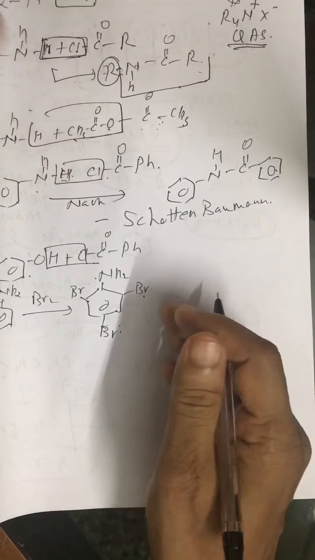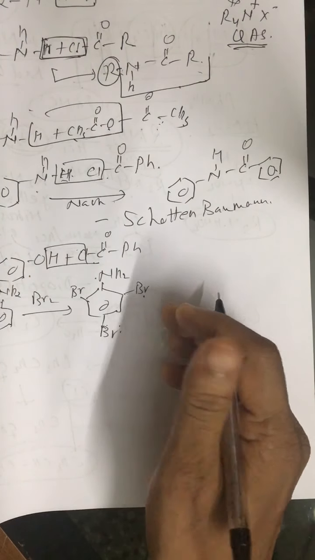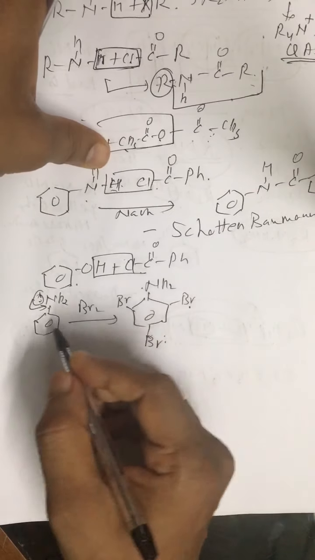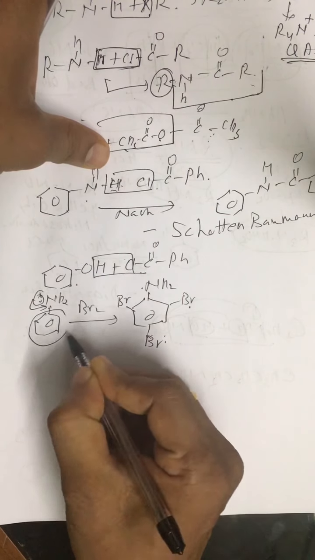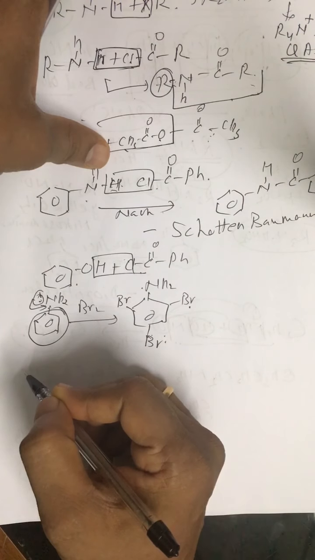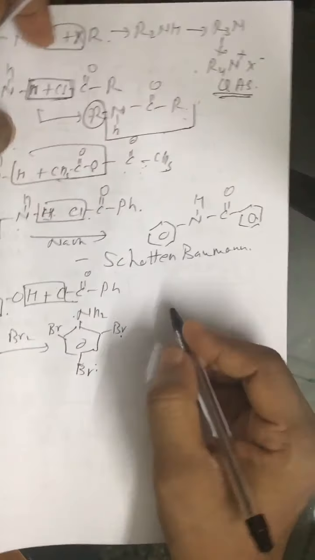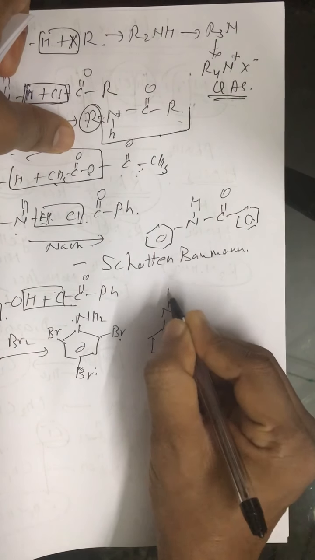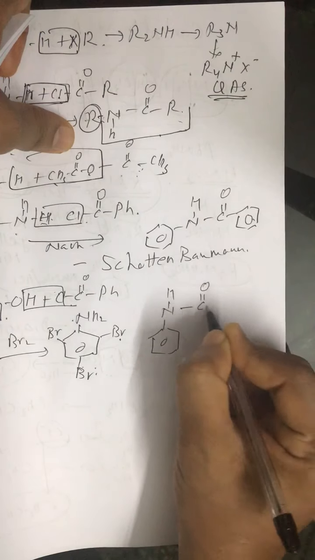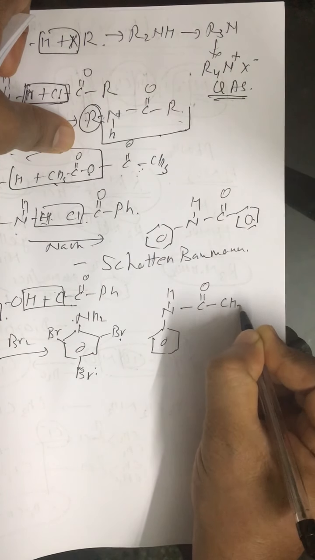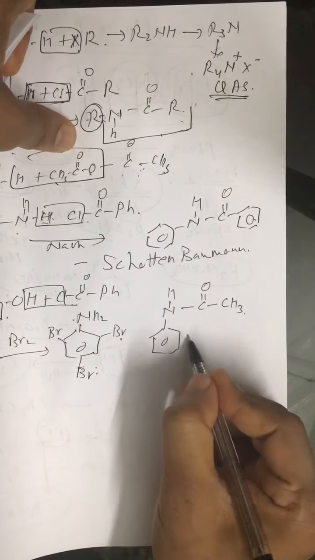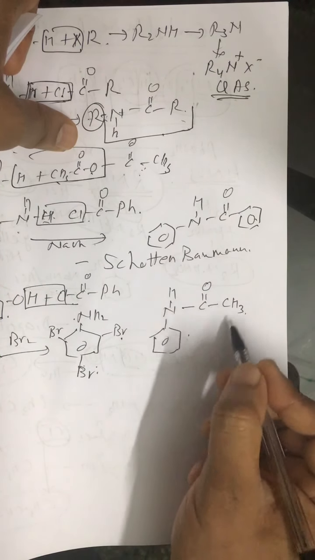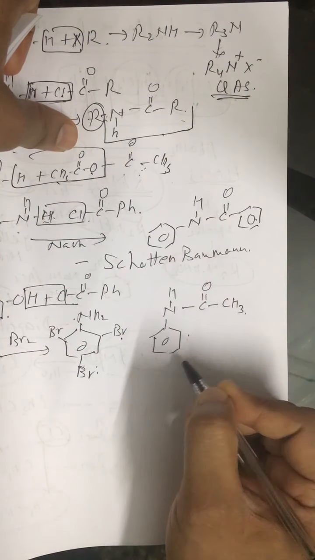So if we want to obtain ortho and para-bromoaniline, what do we have to do? We have to decrease the activity of the benzene ring. How is it done? Aniline is acetylated first, which means it is treated with acetyl chloride or acetic anhydride first, and it is converted to acetanilide. The common name of this compound is acetanilide.